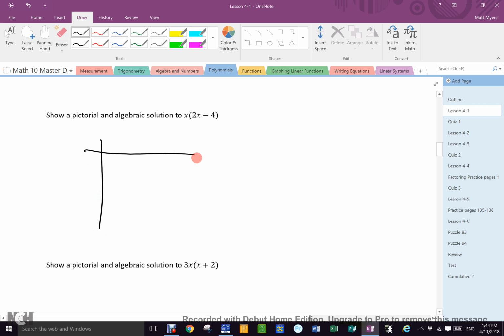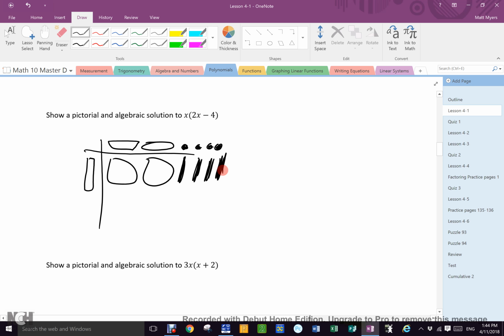Factor 1 is X. How do I draw it? A bar. Factor 2 is 2 X's and negative 4. Big X squared. Negative wins. Negative. And what's the answer? 2x squared minus 4x. Super easy, right? People tell me they find them difficult. It's not that bad.